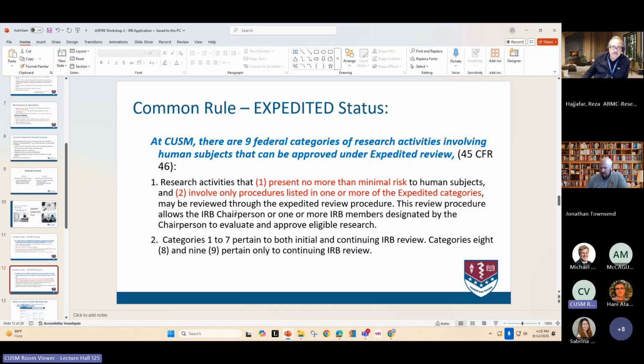But under expedited status, there are 9 federal categories of research activities involving human subjects that can be approved under the expedited review. The common rule here is presenting no more than minimal risk and involving only procedures listed in one or more of the expedited categories. So that's the other layer here for expedited review for common rule. No more than minimal risk and involves only procedures listed in one or more of the expedited categories on the CFRs.